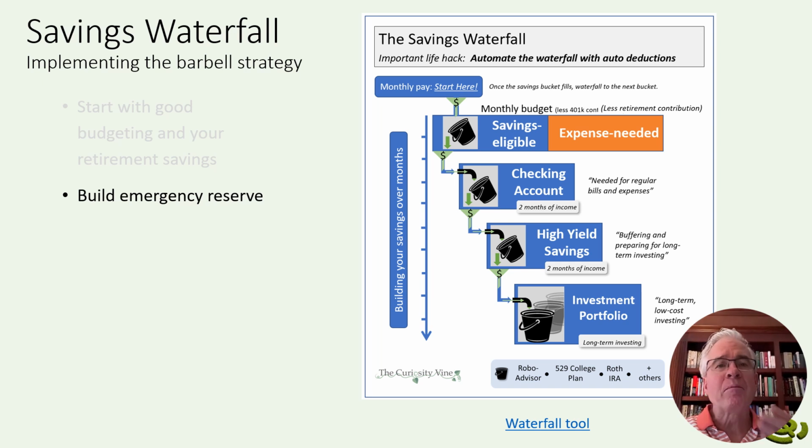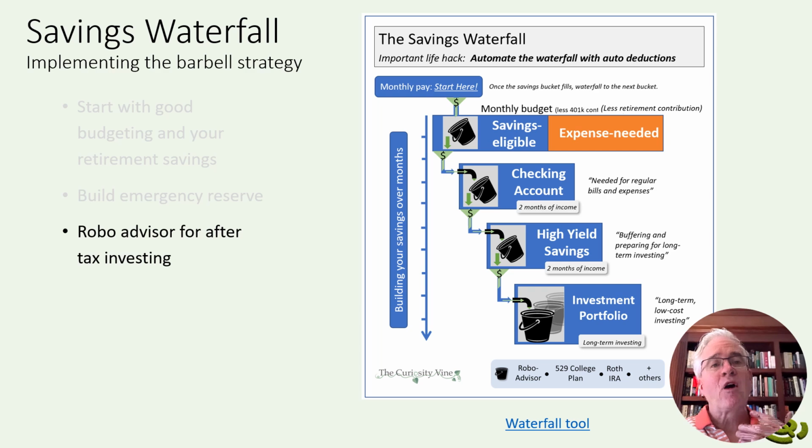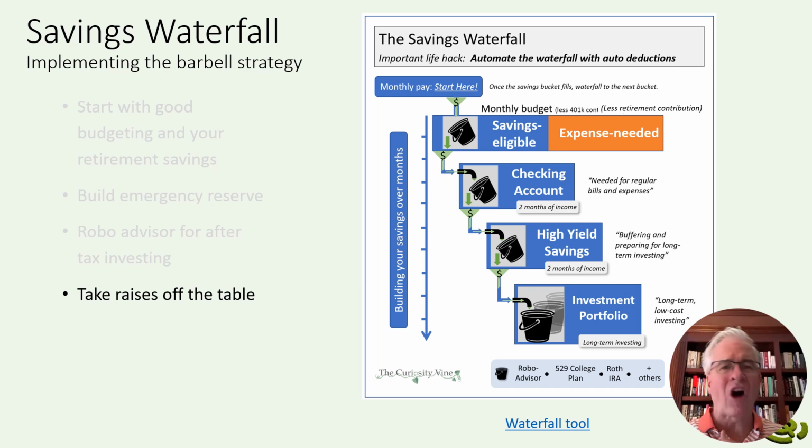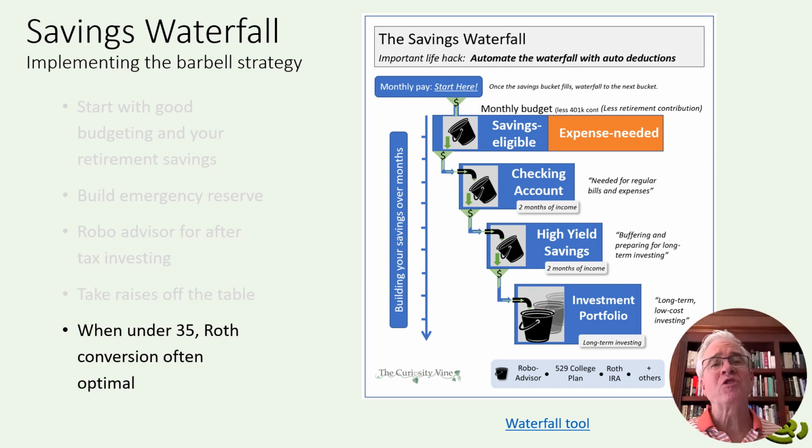Building an emergency cash reserve. Use a robo-advisor for after-tax investing. A best practice is to take raises off the table by diverting raises to your investment portfolio. Then, when under 35 and building wealth, a Roth conversion is often optimal.